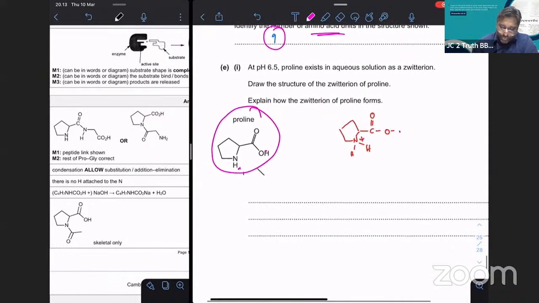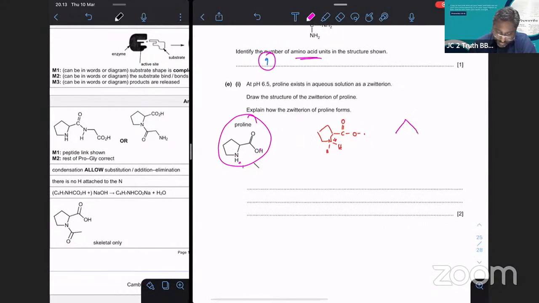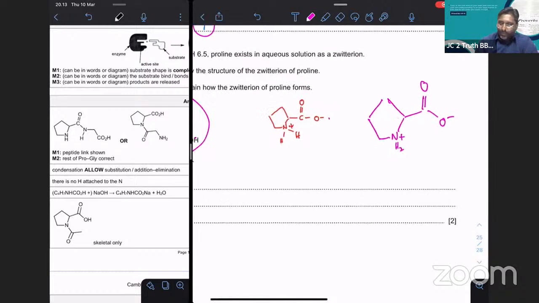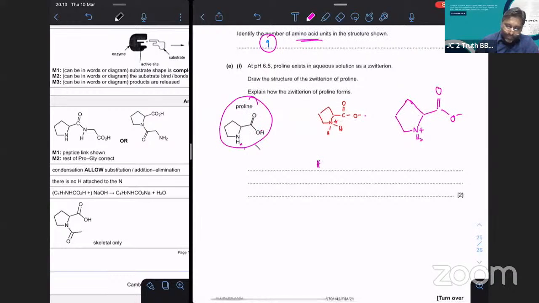So if you want to show it in terms of skeletal formula, maybe you draw like this, and maybe you write down H2, you put it like this, then this one, and then double bond O minus, and then don't forget the plus. Must draw the plus. So explain how: the H plus comes from COOH, and then the H plus goes to nitrogen.